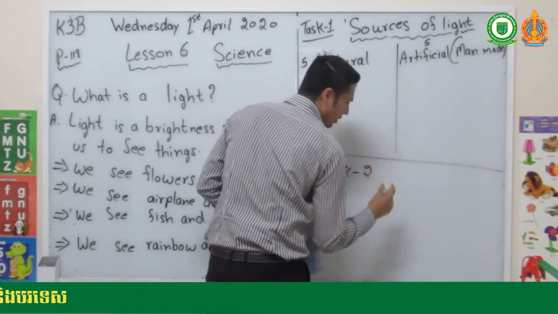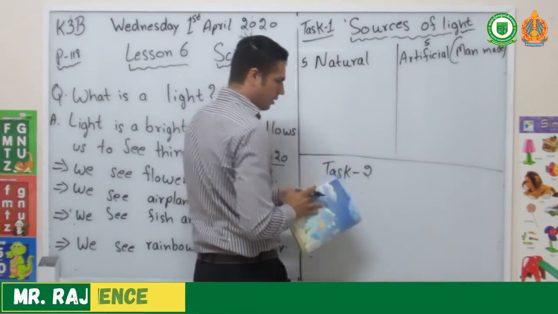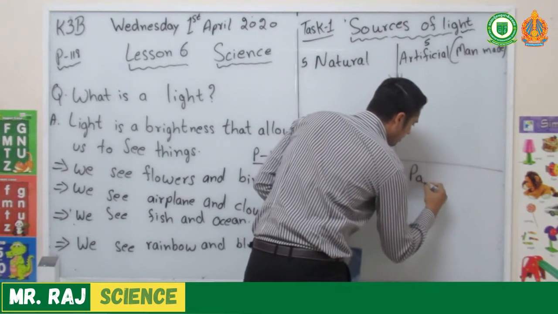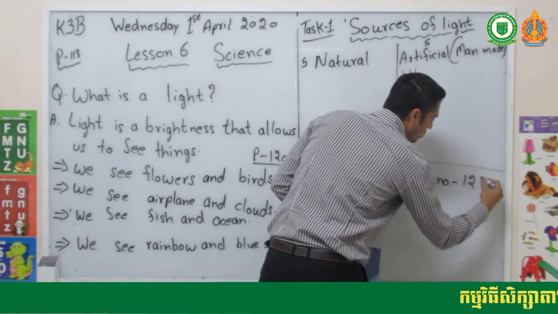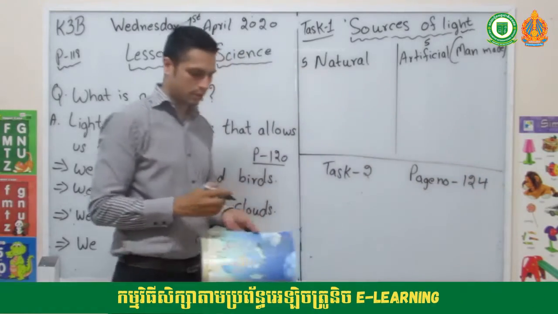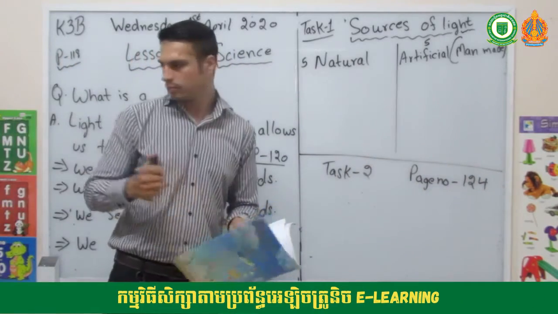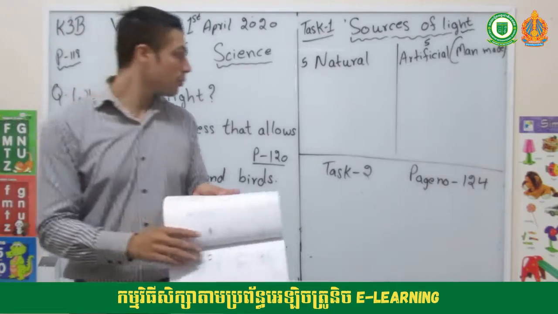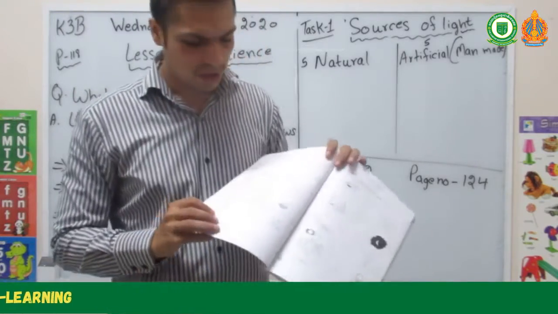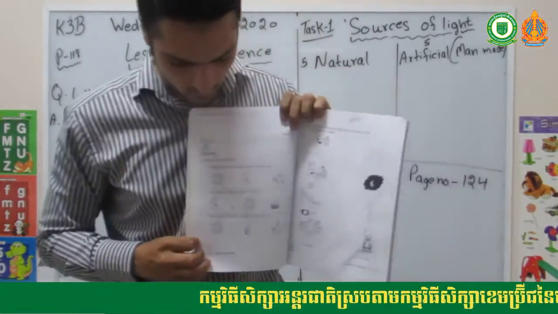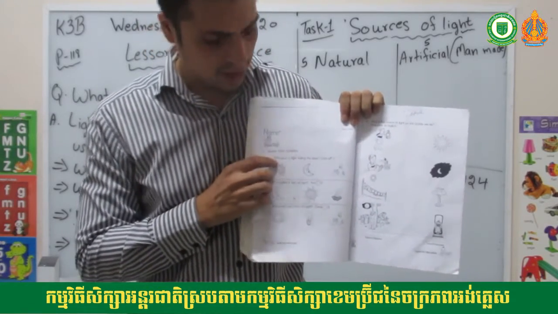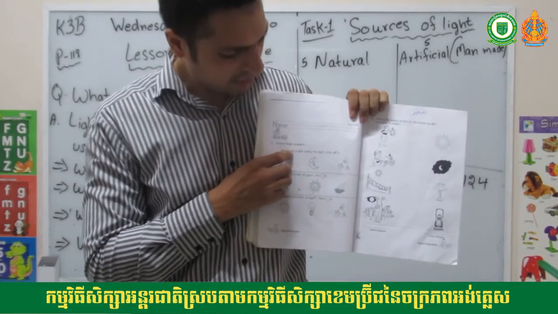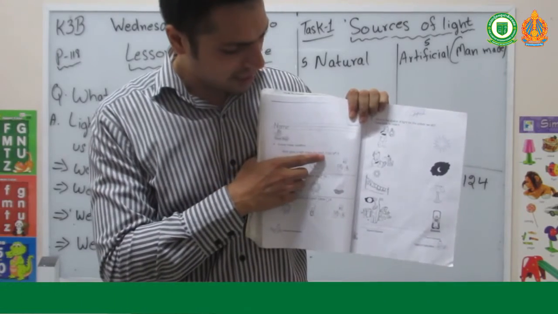Task 2 is on page number 124. So for task 2, open your books, go to page number 124. Answer these questions. Number 1 is, what gives us light during the day?